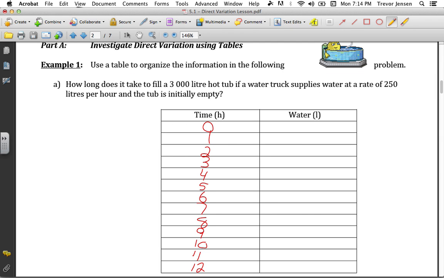So, let's start with this example here. Example 1, use a table to organize information in the following problem. How long does it take to fill a 3,000 liter hot tub if a water truck supplies water at a rate of 250 liters per hour and the tub is initially empty?